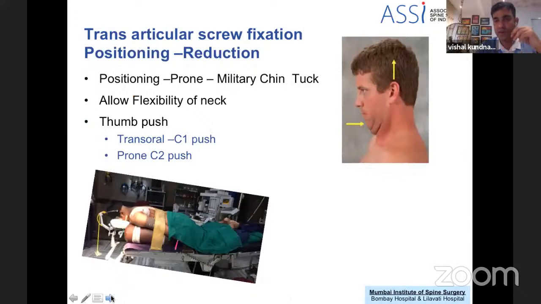Now, positioning plays an extremely important role. Once you've ruled out thoracic kyphosis, it is the military chin tuck position where the C1 is pulled back on C2, not only getting a good reduction there, but also giving you a fairly flat CV junction area to get a good screw trajectory. And remember, like Mihir highlighted, I would again emphasize that there is nothing called an irreducible C1, C2 dislocation. It is the lack of knowledge of reducing maneuvers, which we either do not practice or do not dare to do. But a thumb push on the C1 by a transoral technique will lead to reduction, or a prone C2 spinous process push.